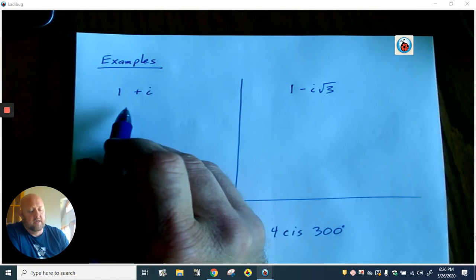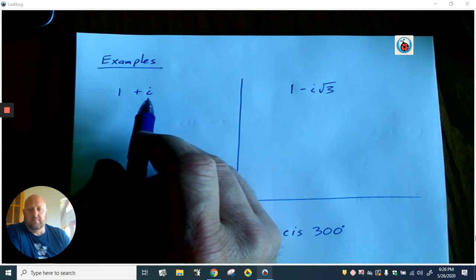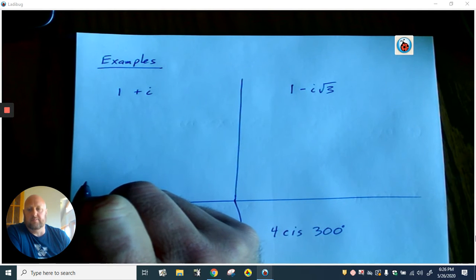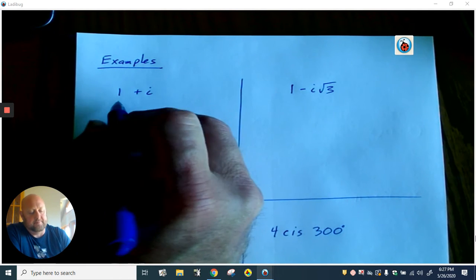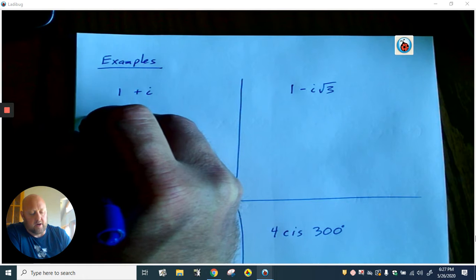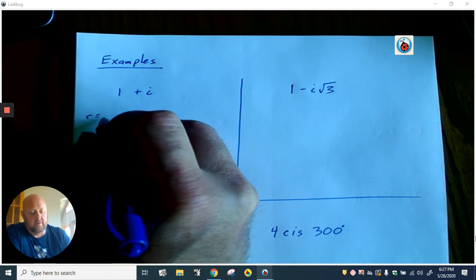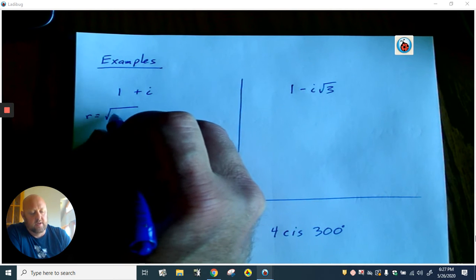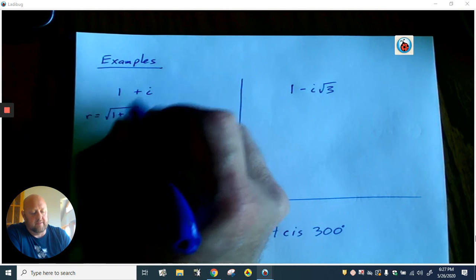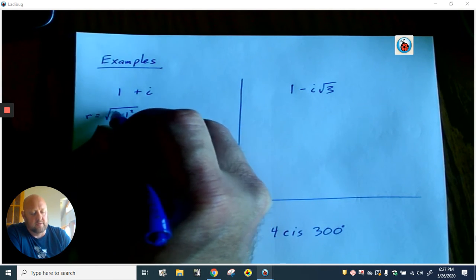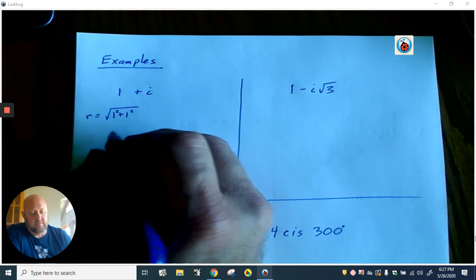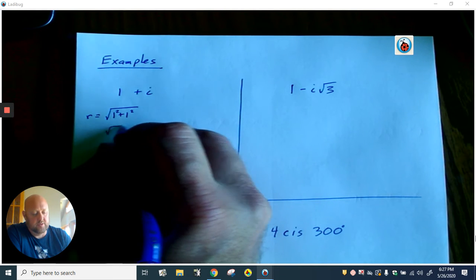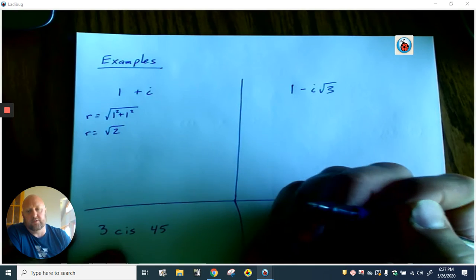So we get back to these examples. To take something like 1 plus i in rectangular form and put it into polar form, again, we have to find our r value. To find our r value, we just use the Pythagorean theorem, a squared plus b squared. So 1, and the b value here would also be 1. So 1 squared plus 1 squared is 1 plus 1, which is 2. So my r value is going to be the square root of 2.